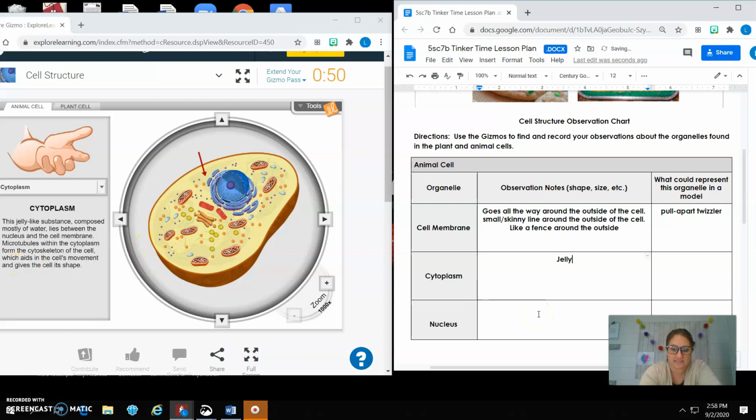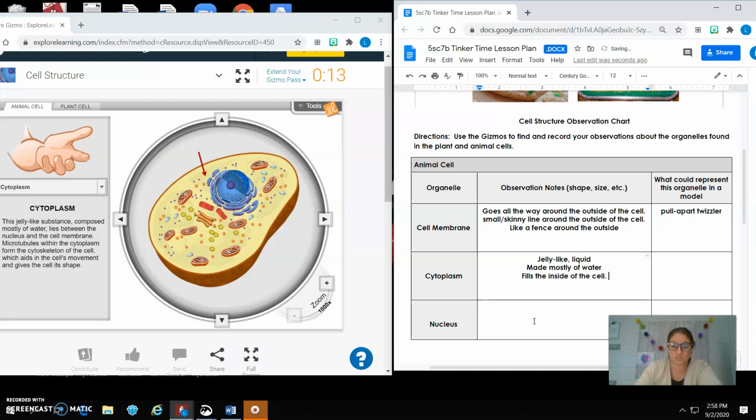I know that it's jelly-like. So like if I hold Jell-O and jiggle, if I do this, the Jell-O will kind of jiggle. So I'm going to say Jell-O-like and maybe liquidy. Kind of liquid, not really a solid, but kind of jiggly and liquidy. And I'm going to say it's made mostly of water. And I notice that it just fills the inside of the cell.